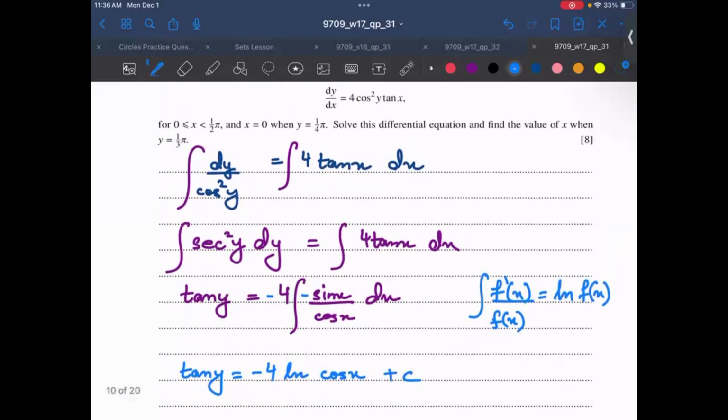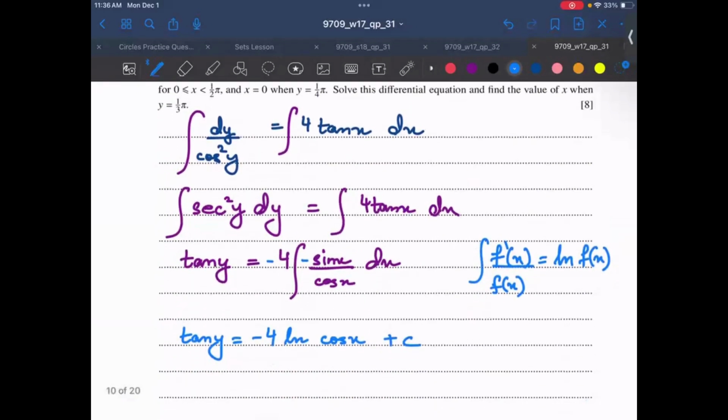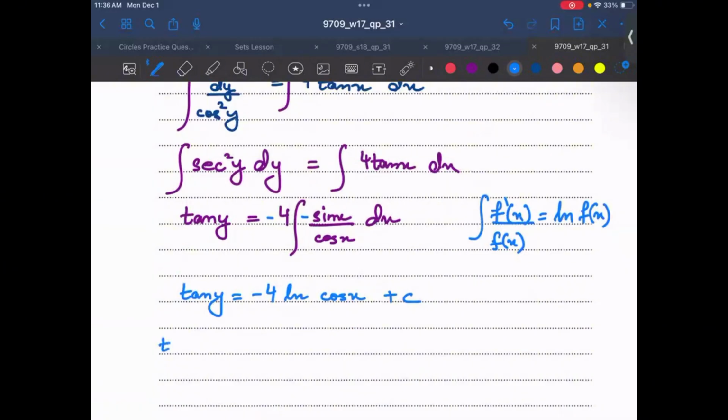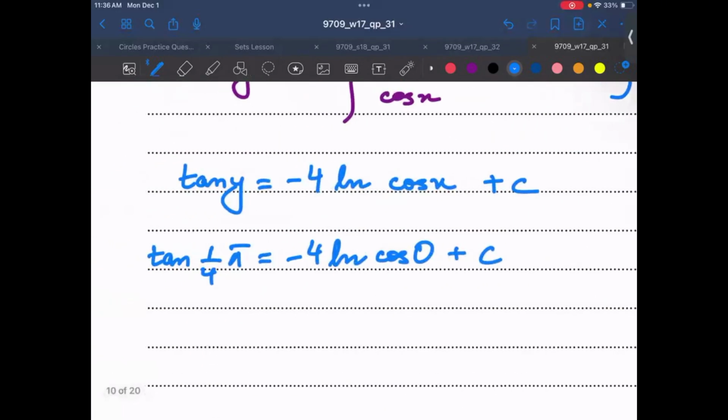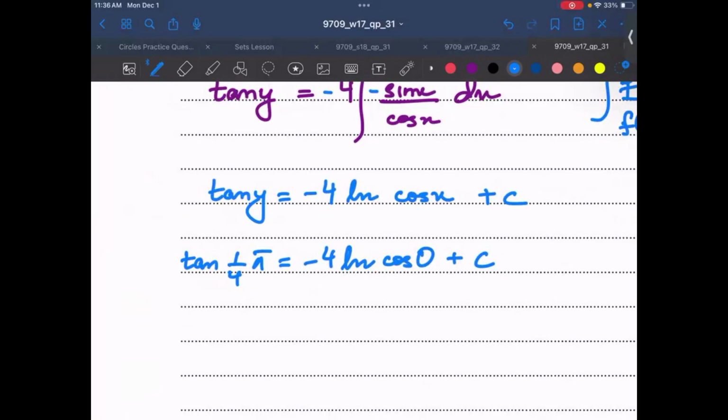Now we'll find the value of c. It's given that when x is 0, y is equals to 1/4 π. So we'll get tan of 1/4 π is equals to minus 4 ln of cos 0 plus c. Now cos 0 is 1 and ln of 1 is 0, and tan of 1/4 π is 1. So we'll get 1 is equals to c. Our equation will now become tan y is equals to minus 4 ln of cos x plus 1.